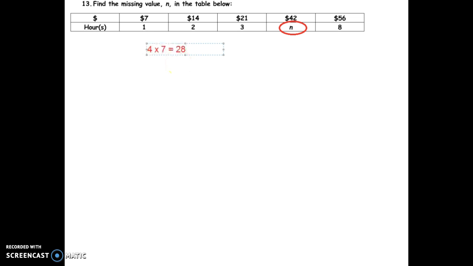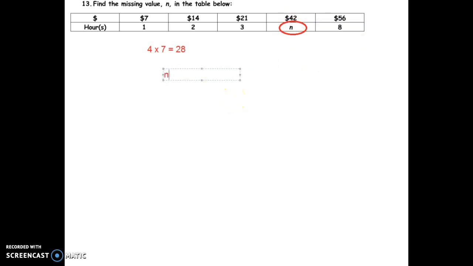equals 28. Wait a minute. That's not right. This is 42. Oh, so then this isn't going to be 4, is it? I know some of us probably think like 1, 2, 3, 4, but they're not really in order because there's an 8 here too. Does 8 times 7 equal 56? It sure does.